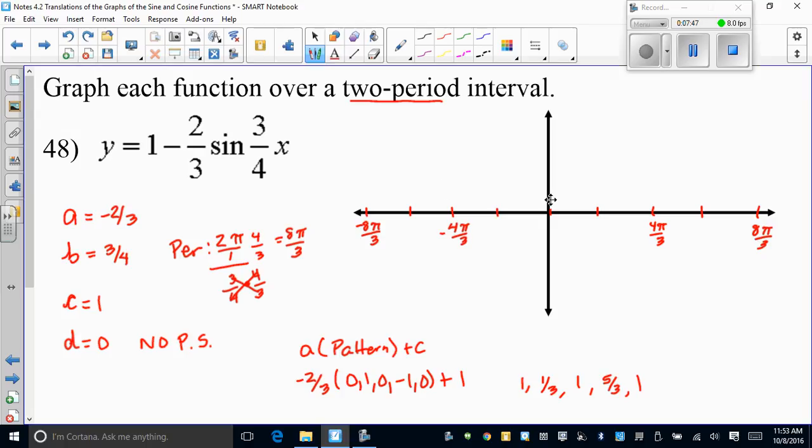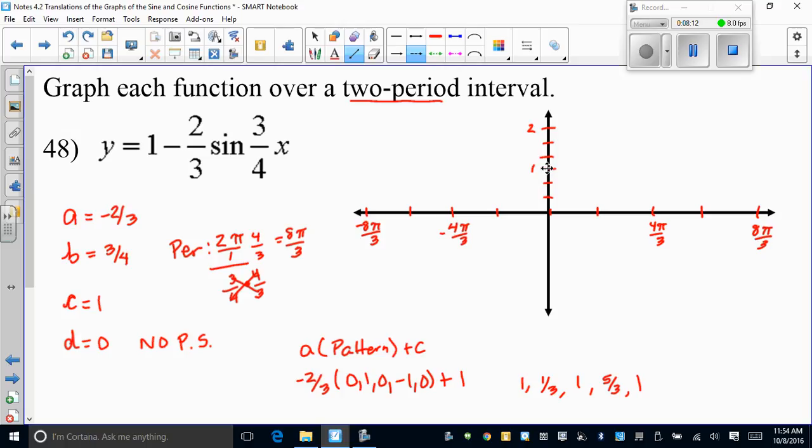So because I have thirds, I'm going to do 1, 2, 3, there's 1, 4, 5, and 6, there's 2. So I'm starting at 1. I'm going to throw this in there. This might help some of you. It may or may not.